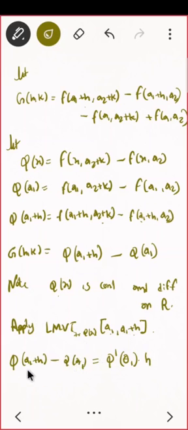But what do you know about this? Phi of e1 plus h minus phi of e1 is g of hk. So g of hk is equal to phi dash of theta 1 into h, correct? And what do you know about your theta 1? Theta 1 will be lying between e1 and e1 plus h. Correct? By the mean value theorem, you know that. Now this is phi dash of theta 1.